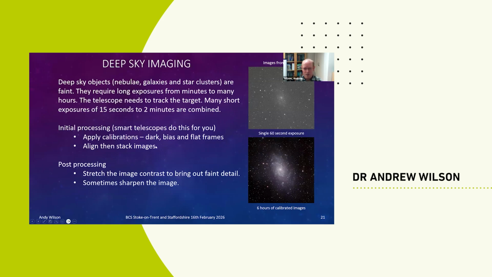And then once you've got these calibrated images, they're aligned and stacked. And that's what smart telescopes do. You can also do that on computers. There's software out there to do that for you. And then you can have a bit of post-processing where you might stretch the image to bring out the contrast and faint details and sometimes sharpen it. So what you can see here is where I've combined a lot of 60-second exposures together to give a 6-hour image of M33 where you can see a lot more detail.